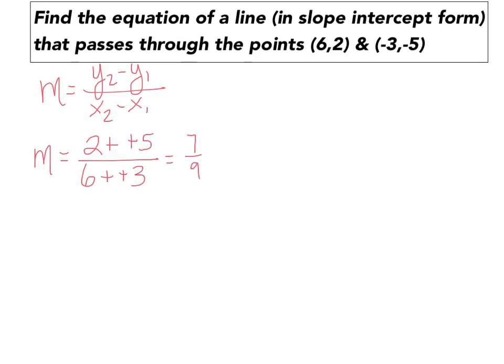That is not a very pretty slope. 7/9. When I look at my 2 points, I guess what I would like to avoid maybe are the negatives in that point. So I'm going to go with my 6/2. You can try the 6/2, you can try the -3, -5, whichever. So then we go to our point slope form, because now we know a point and we know the slope.